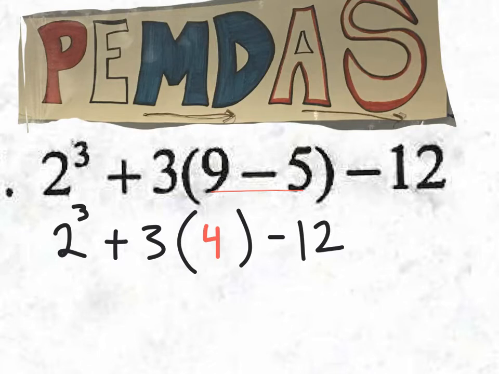That was the first thing to do. Look for parentheses. We already did that. The next step would be to do exponents. Are there any exponents in this whole expression? Yes. So we have the 2 to the 3rd power. What's that? 8. 2 times 2 is 4, and 4 times another 2 is 8.